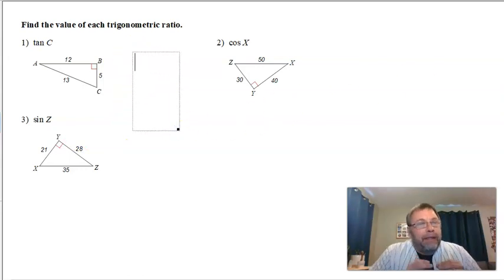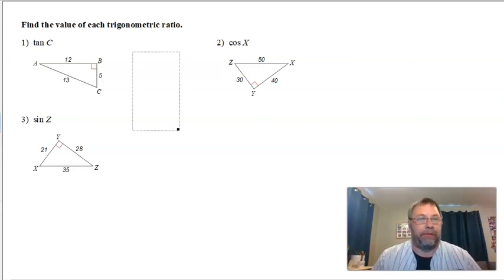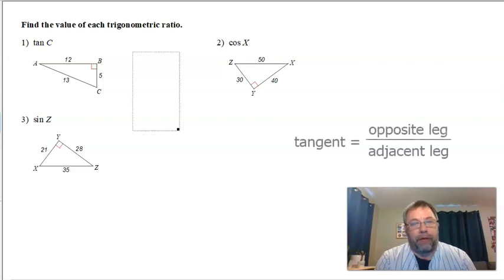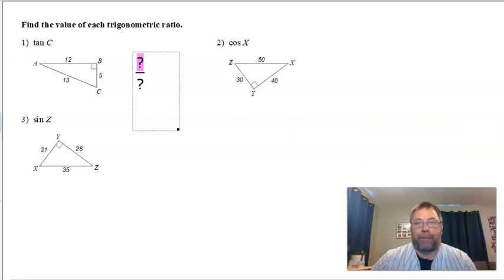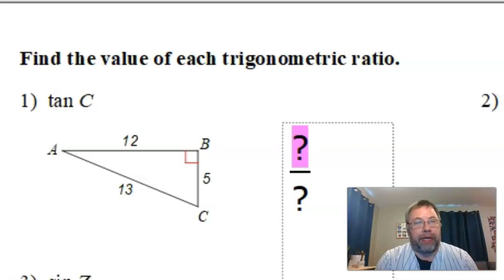tangent of C. It doesn't ask what is the measure of angle C. It wants to know what the tangent of C is. Now, as you should have written down from the last couple videos, tangent means the opposite leg divided by the adjacent leg. So all I need to do is figure out what's the opposite leg and what's the adjacent leg. I know right away that 12 and 5 are my legs because those are the two sides that make the right angle. So the only question is it 12 over 5 or 5 over 12?